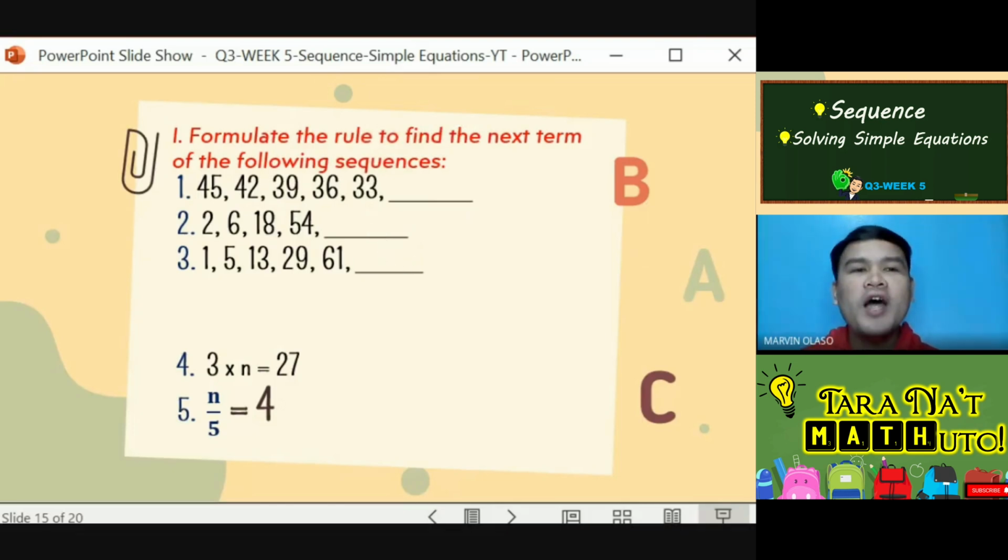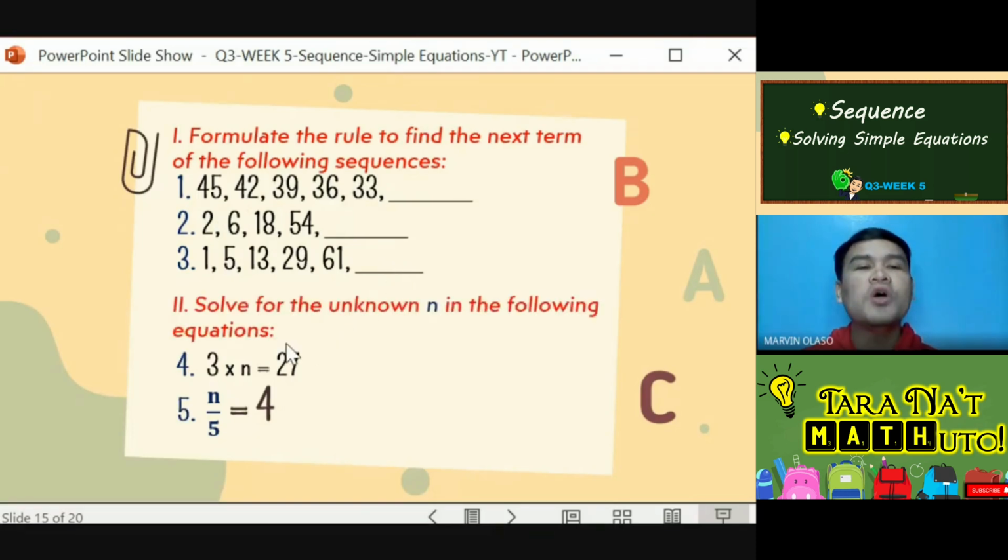Okay, for part 1, formulate the rule to find the next term of the following sequences. Number 1, 45, 42, 39, 36, 33, and what is the next term? Number 2, 2, 6, 18, 54. What is the next term? Number 3, 1, 5, 13, 29, 61. And what is the next term?